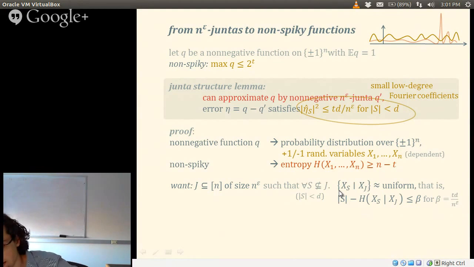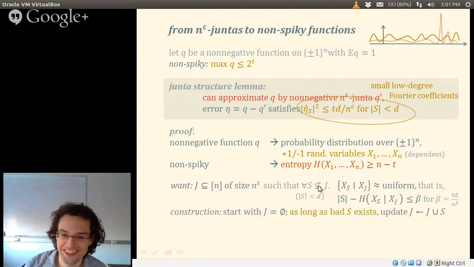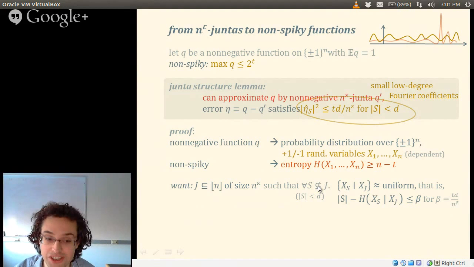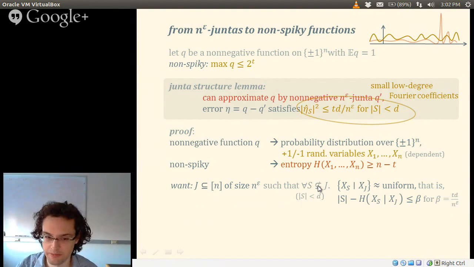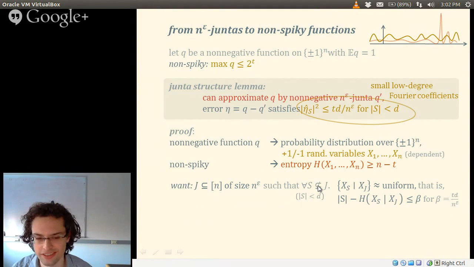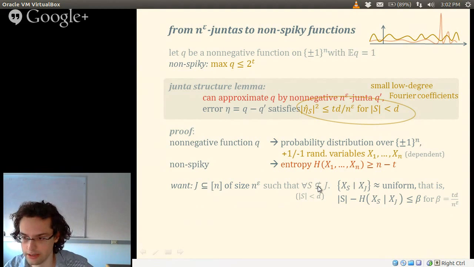No, I think I meant... Okay, let's restrict to S being outside of J. I'm not sure I remembered this correctly. That's a good point, this seems not correct. Okay, but let's take S to be disjoint from J, and then there's maybe some question of whether... yes, I think that's the right way.